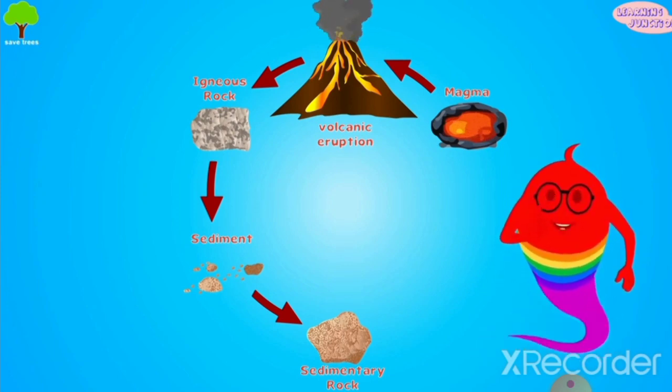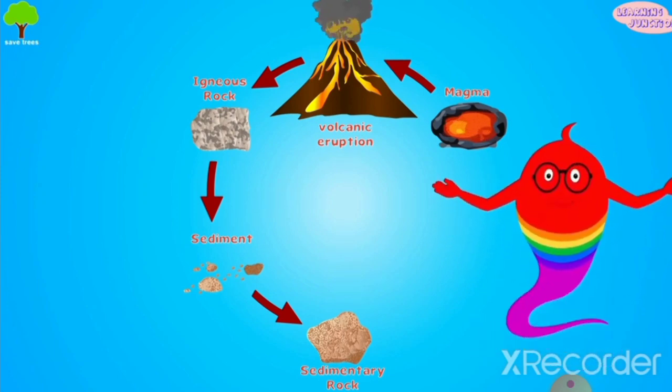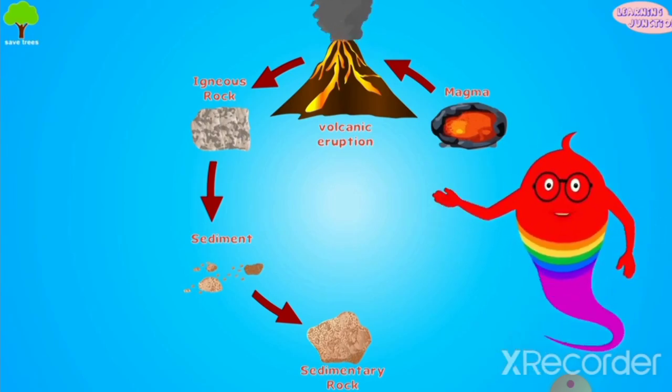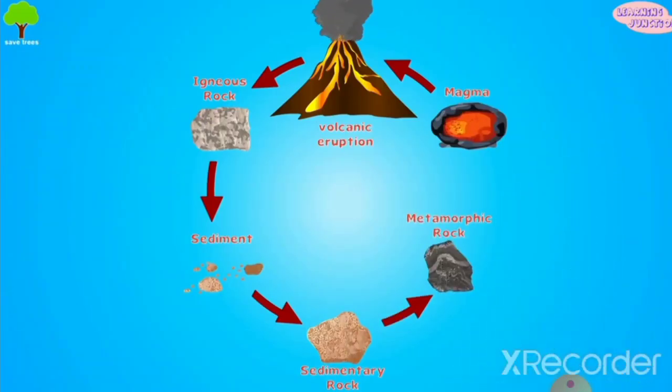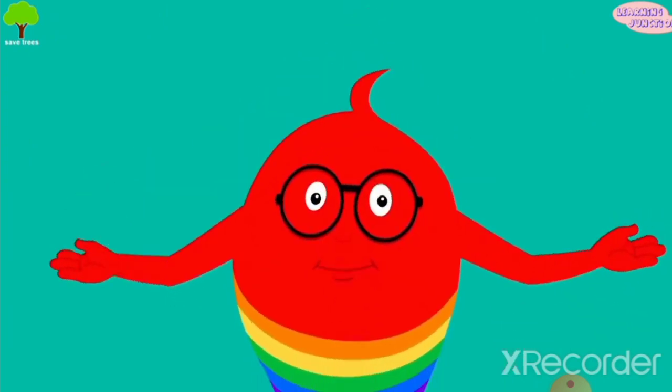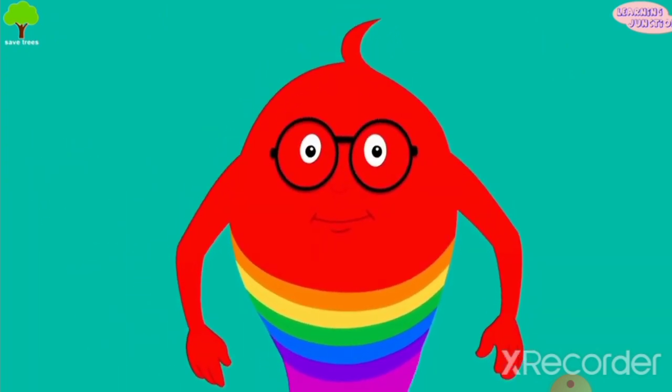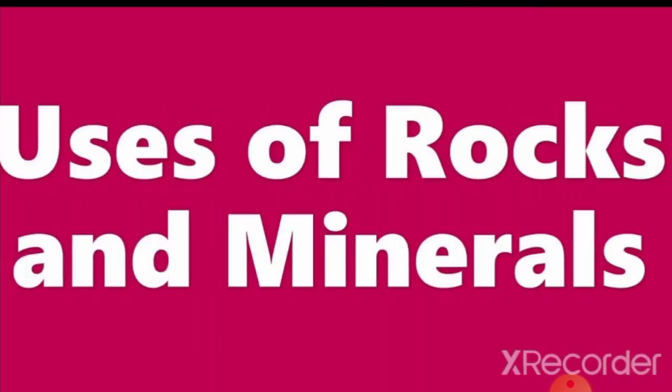Slowly, this sedimentary rock goes deep into the Earth's crust. When the heat and pressure get high, the sedimentary rock will metamorphose into a metamorphic rock, and the cycle will start all over again. Now, you know a lot about rocks. So the next thing we shall be looking at is the uses of rocks and minerals.